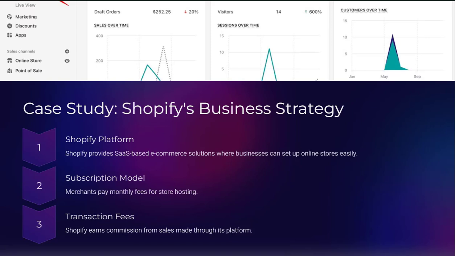Now we look at the case study. Shopify's business strategy, right? Shopify is an e-commerce platform that allows businesses to easily set up and manage online stores, right? Merchants pay a monthly subscription fee to Shopify to host their online store, so they don't have to start from the beginning, and they can access the services provided by the Shopify platform. Shopify also earns a commission on every sale made through its platform, in addition to the subscription fees.